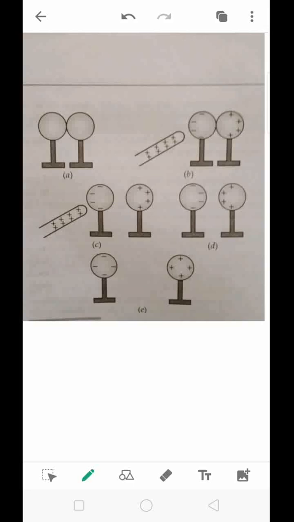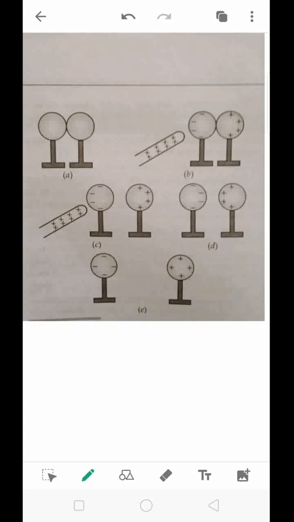In figure B also, it is observed that when a positively charged glass rod is brought near the first conducting sphere, both spheres are considered to be a single conducting surface, because they are in contact with each other. The positively charged body need not come in contact. When it is brought near, you will immediately observe negative charges at the near end and positive charges on the opposite end.